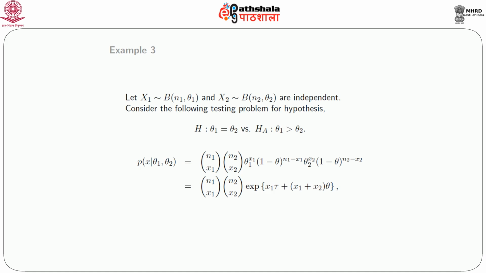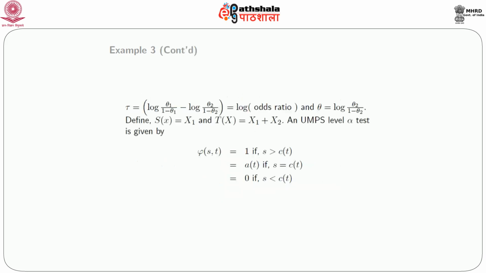and under the null hypothesis, if we take both theta 1 and theta 2 equal to theta, this is of the form in the exponential family, (n1 choose x1)(n2 choose x2) exponential of x1 into some tau plus (x1 plus x2) theta. Actually theta is the log of theta 2 by (1 minus theta 2), and tau is equal to the log of theta 1 by (1 minus theta 1) minus the log of theta 2 by (1 minus theta 2), which is the log odds ratio.